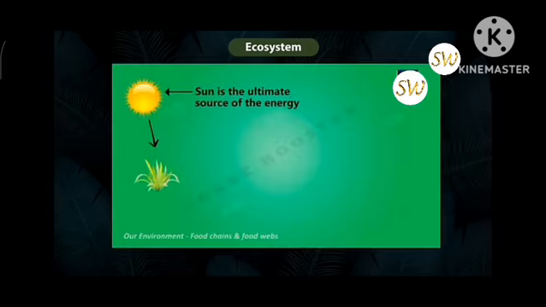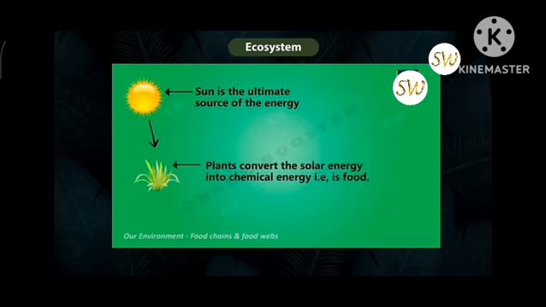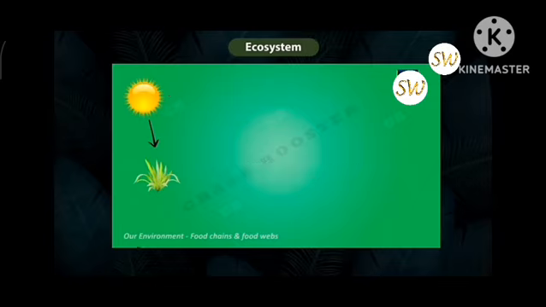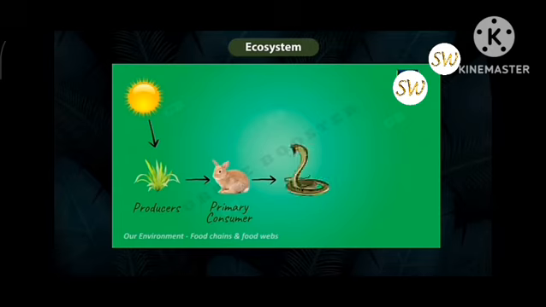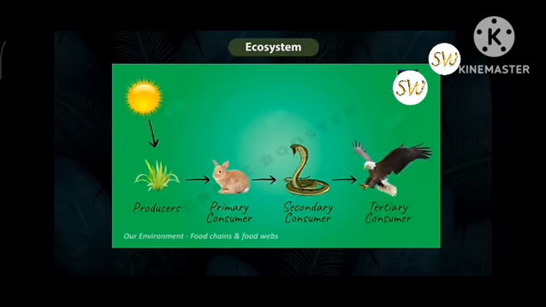In any food chain, sun is the ultimate source of energy. Plants convert the solar energy into chemical energy, that is nothing but food. That is the reason why the plants are called producers, because they produce the food. The animals that feed on plants are called primary consumers, and the animals that feed on primary consumers are called secondary consumers. The animals that feed on secondary consumers are called tertiary consumers.